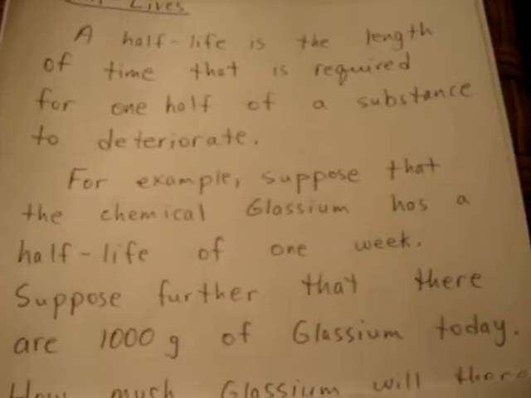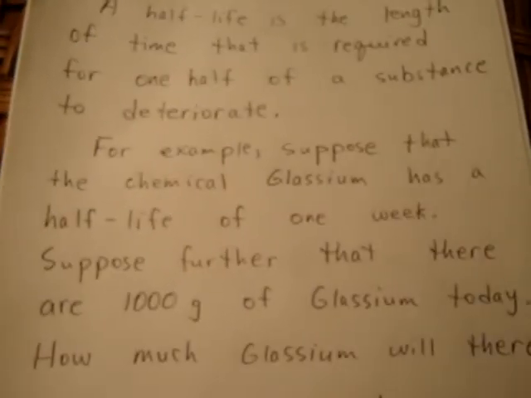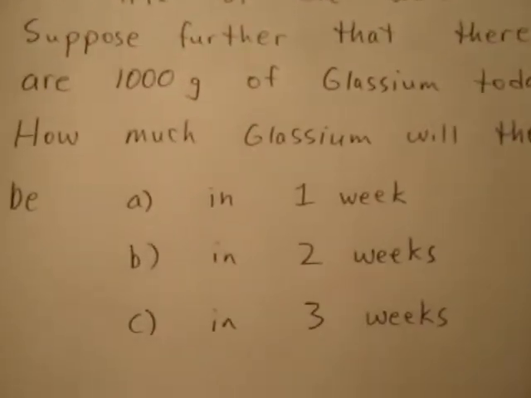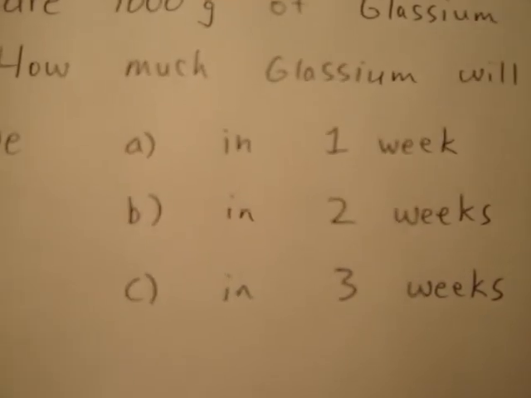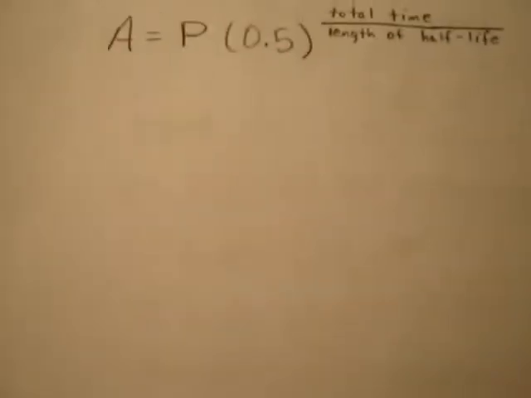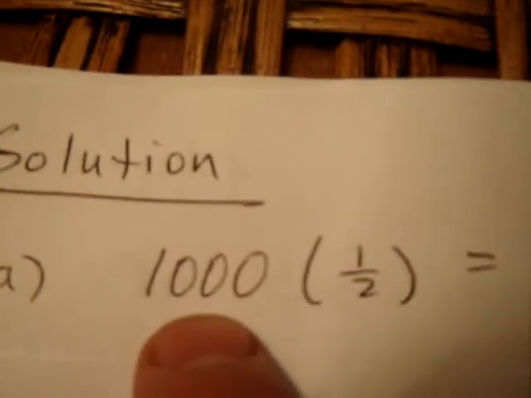Suppose further that there are 1,000 grams of glacium today. How much glacium will there be in 1 week, in 2 weeks, or in 3 weeks? Well, we could use first principles on this. In 1 week, there will be 1/2 of what we originally had. 1,000 times a half is 500.